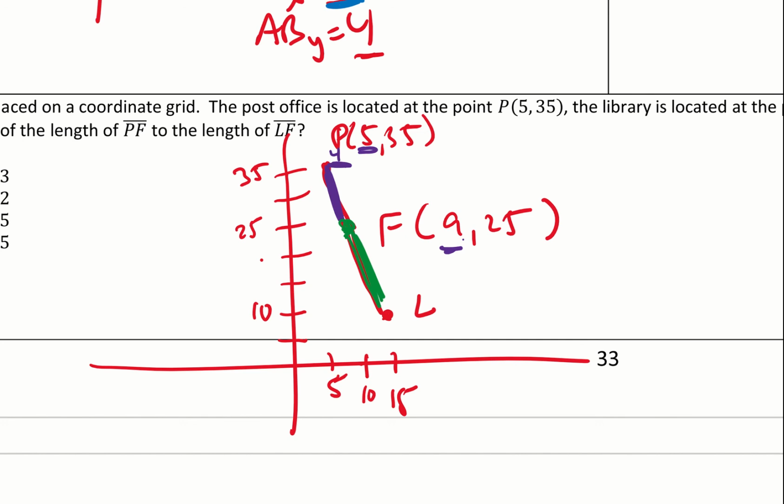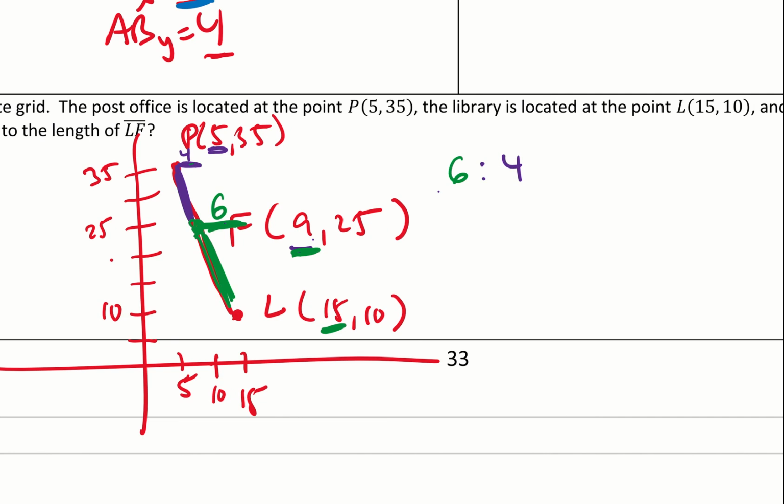And the x distance for the green: the coordinates for L were 15, 10. So the x distance is from 9 to 15, which is 6, right? 15 minus 9 is 6. So let's do the ratio of these x components. The ratio of 6 to 4. Let's reduce it by dividing both by 2, and so the ratio is a 3 to 2 ratio.